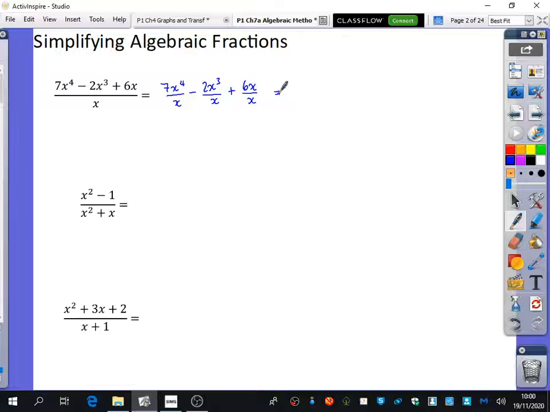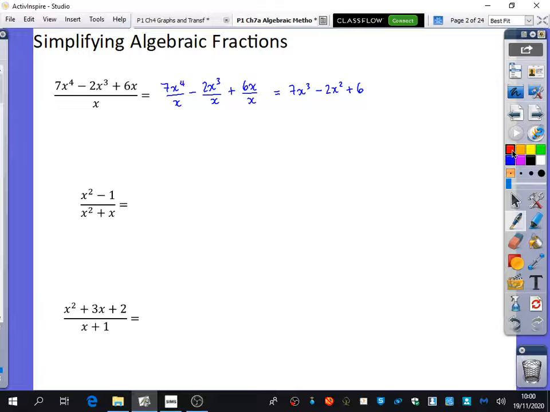So what if one of the top numbers didn't have an x? If it didn't have an x, I'll do that afterwards. Will you remind me when I finish this, and I'll do one of them afterwards when it doesn't have an x. So what would this first bit simplify to? 7x cubed. 7x cubed, and then minus 2x squared and plus 6, okay?